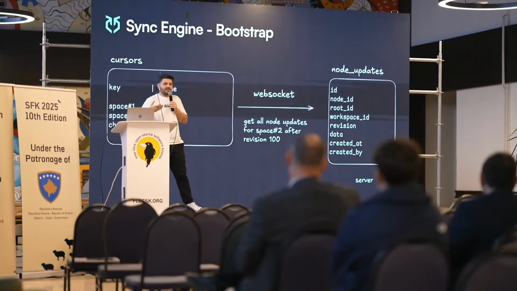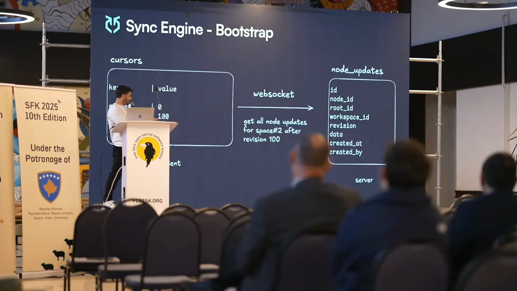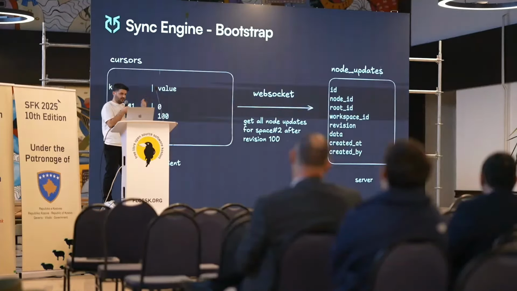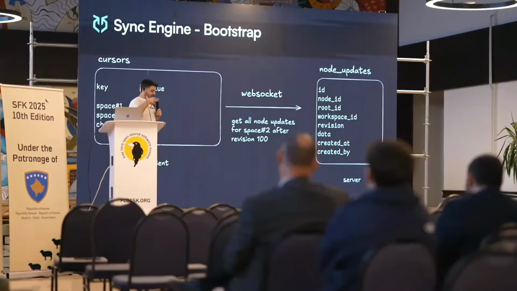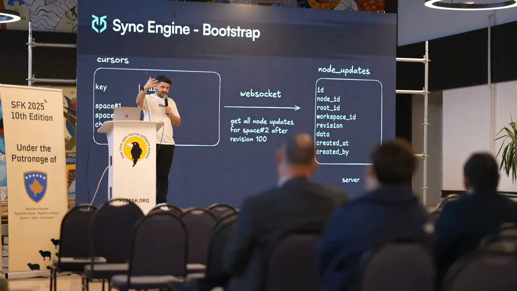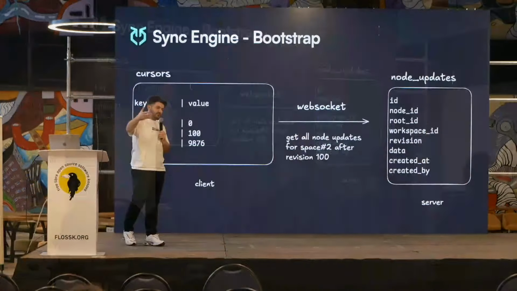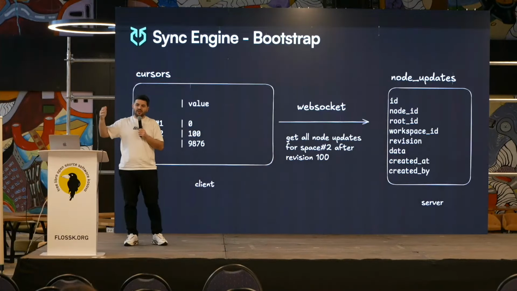What we do here is a consumer pattern similar to what Kafka or other types of queues use. We use cursors on the client side, and we say, okay, for space 1, the last revision that we got is 0. For space 2, the last revision that we got is 100. And for chat 1, which can be another root node, the last revision that we got is 9,876. So the client connects a WebSocket connection to the server and says, okay, give me all the updates that happened for space 2 after revision 100.